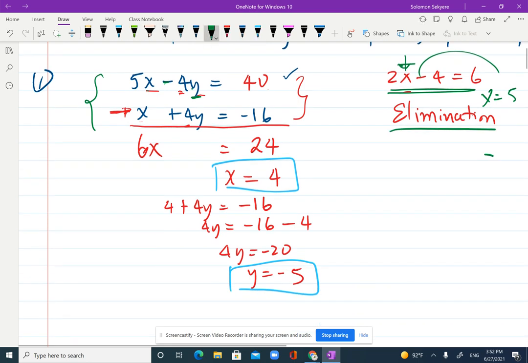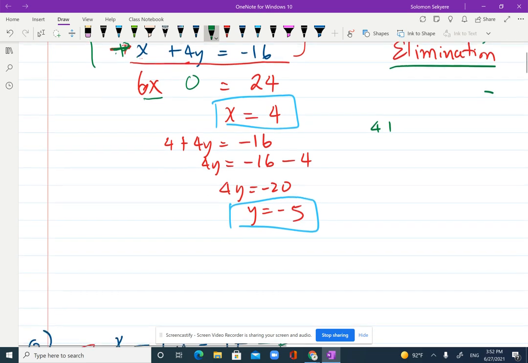So what we do is straight up we add. We'll get 5x plus x, 6x, and then negative 4y plus 4y becomes 0, and then 40 plus negative 16 is 24. So 6x equals 24, then x equals 4. What do we do with the 4? If you remember, we put it in one of these equations, either the top or the bottom. Just learn to choose the simpler one. I'll choose this one, right? So I put x equals 4, so 4 plus 4y equals negative 16. I solve for it, y equals negative 5, and that's my solution: x equals 4, y equals negative 5.